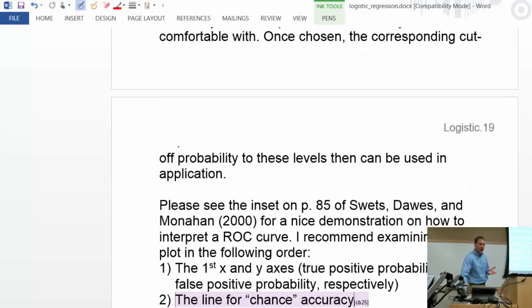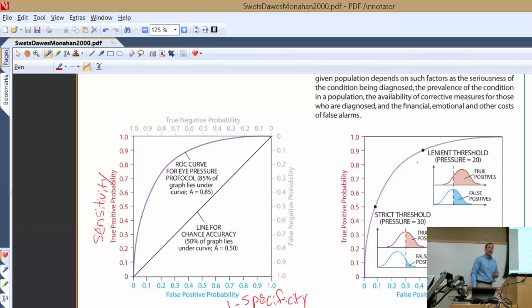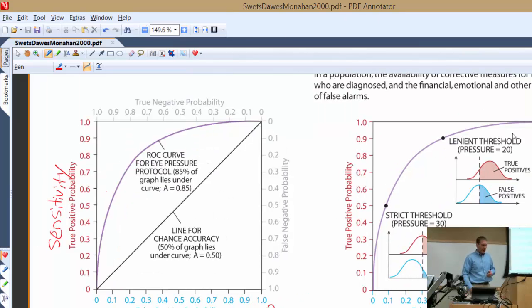So let's take a look at a demonstration of what this looks like. On my website, hopefully you have downloaded this already, there is a link to a paper from Scientific American that talked about these receiver operating characteristic curves. This paper came out in 2000. If you're not familiar with Scientific American, it's a nice little magazine that talks about science, written at a level so that even if you're not an expert in a particular area, you can understand what the article is talking about. And so I strongly recommend that you read the article.